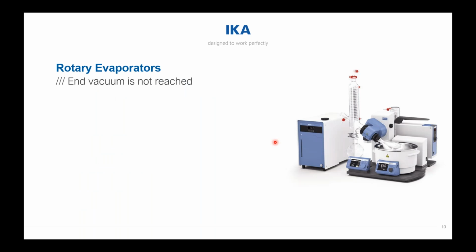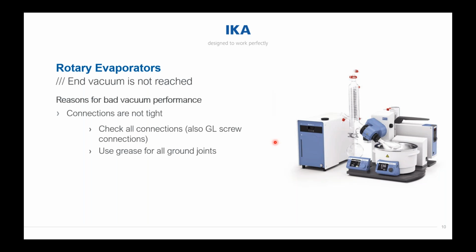So now let's dive into some problems. Maybe if you are using a rotary evaporator at the moment, then you know that sometimes you will not reach the end vacuum. So you have a good vacuum pump, but actually you're not reaching the end vacuum. And what reasons could this have? So of course, it could be that some connections are not tight. So this means you always have to check all your connections.